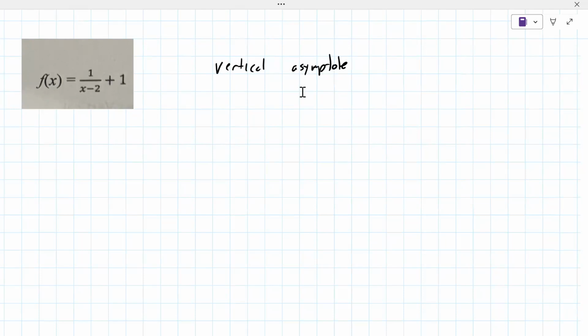Right here, vertical and horizontal asymptotes are those dotted lines that shape the graph. Graphs never cross vertical asymptotes.